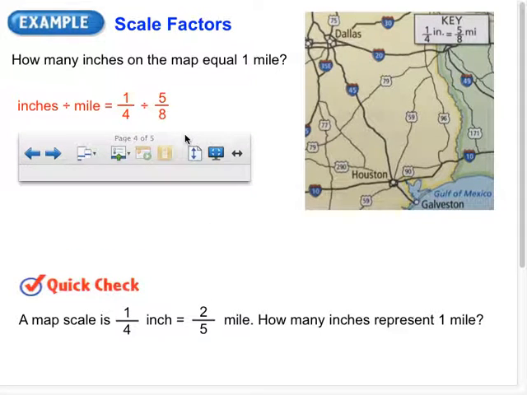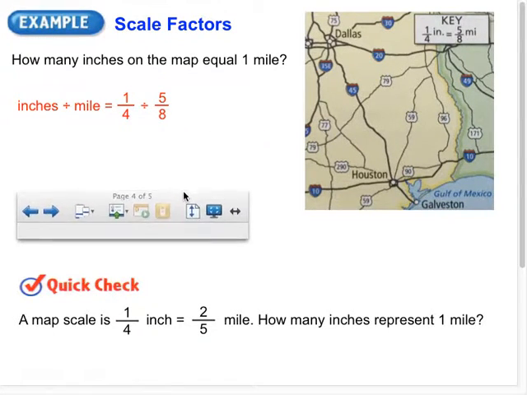Okay, and then what do we do in order to divide these fractions? You keep the first number, you change the division sign to multiplication. Keep the first fraction, change the division to multiplication, and then what? And then write the reciprocal of 5/8. Yes, what's the reciprocal of 5/8? 8/5. So I got 1/4 times 8/5.